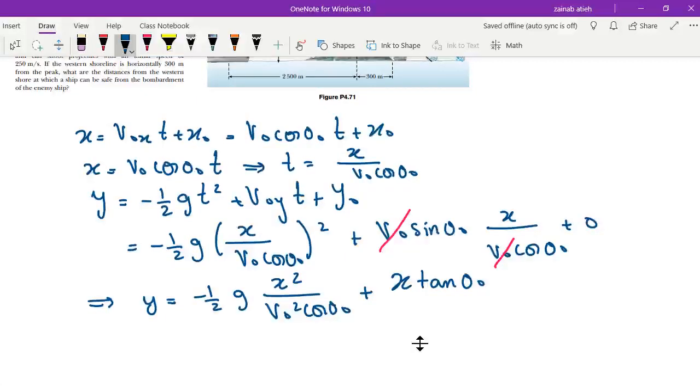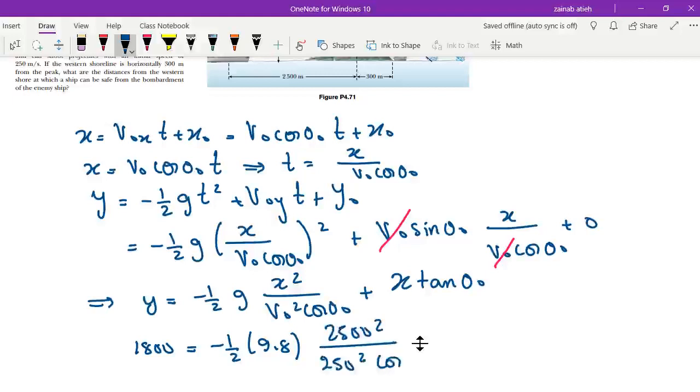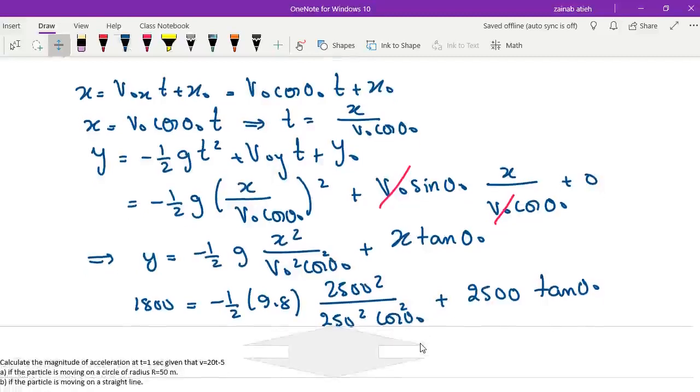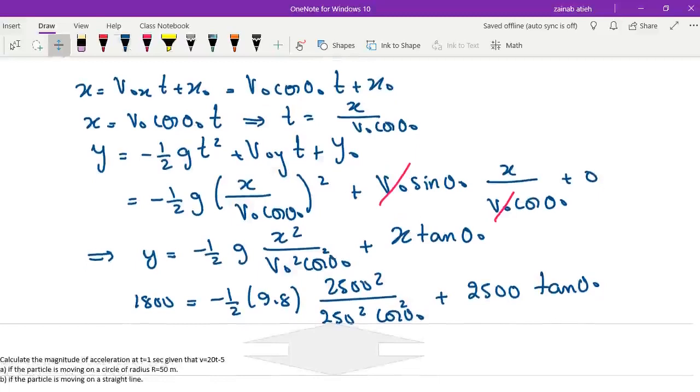So we have y was 1800 equals minus half 9.8, x was 200 over v was 250 squared cosine theta 0 plus x was 2500 tangent theta 0. Now the unknown I have is theta 0. As you can see, I have cosine square here and tangent square, so there are two different expressions for theta 0. What I will do is use this relation.